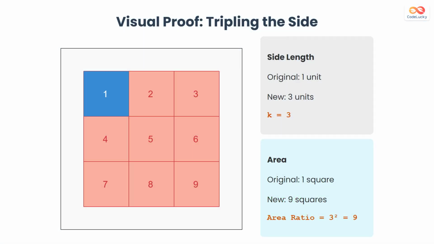Let us verify this visually. Here we have a square where we have tripled the side length, so our scale factor, K, is 3. If you count the squares inside, you will see there are not 3 squares, but 9. That is because 3 squared equals 9. The area has grown by a factor of 9.